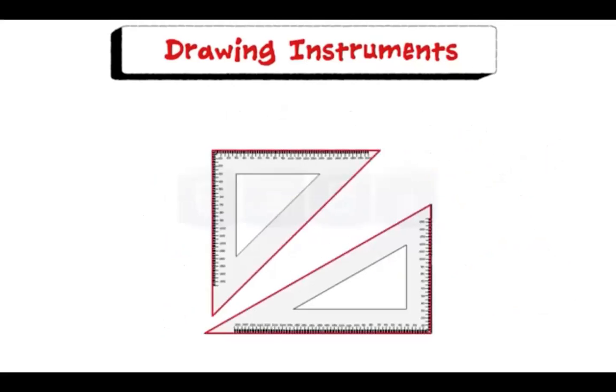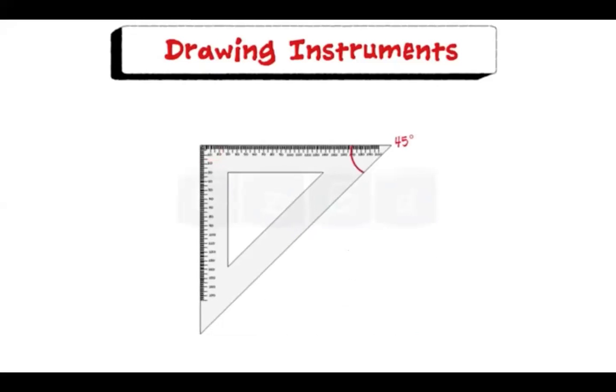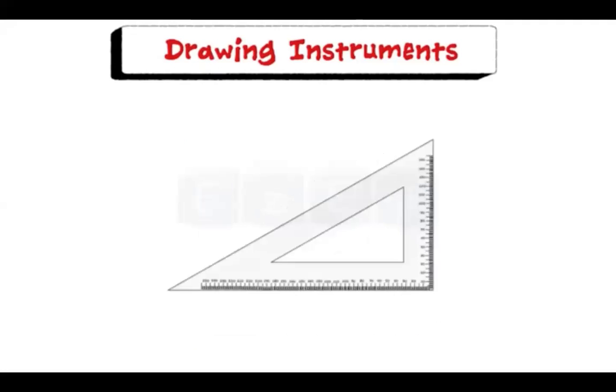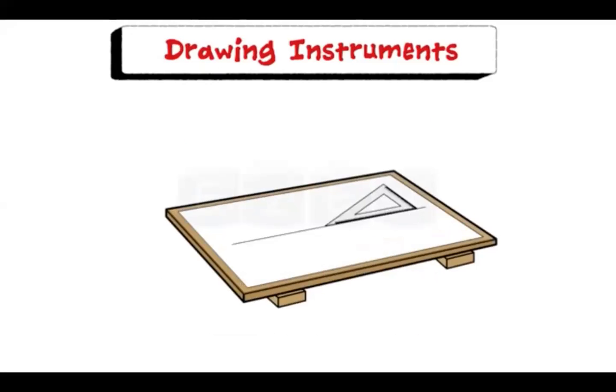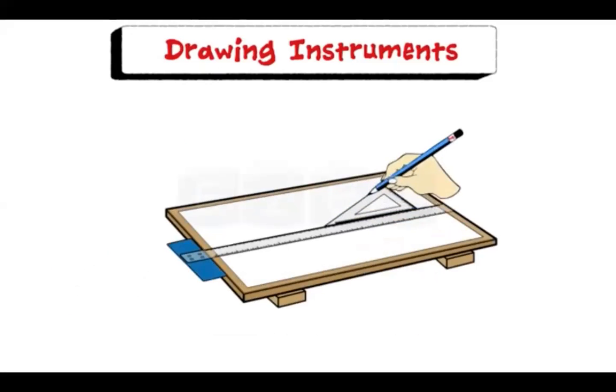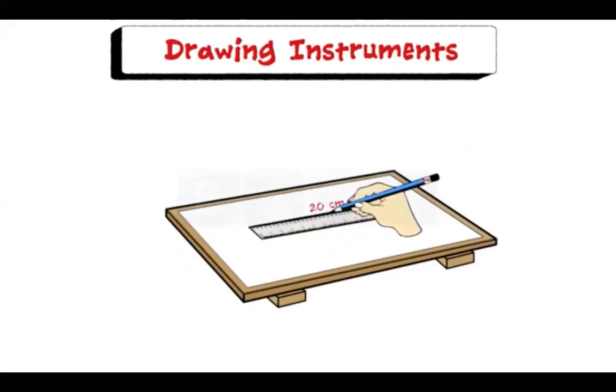Set square is triangular in shape with one of the angles as right angle. 2 forms of the set square are generally used. One having angles 45, 45 and 90 degree and the other is 30, 60, 90. Set square in combination with T-square is used to draw lines at an angle. A scale is used to draw lines of specific length.